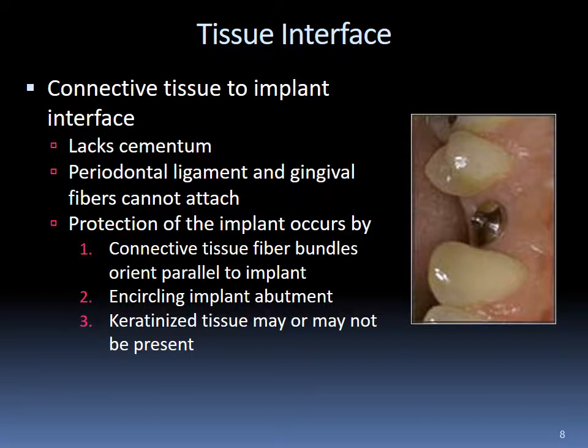The connective tissue creates an interface with the implant. Even though this interface lacks cementum, a periodontal ligament and gingival fibers, protection of the implant still occurs. This is done by the connective tissue fiber bundles oriented parallel to the implant, encircling the implant abutment. Keratinized tissue may or may not be present in the area.